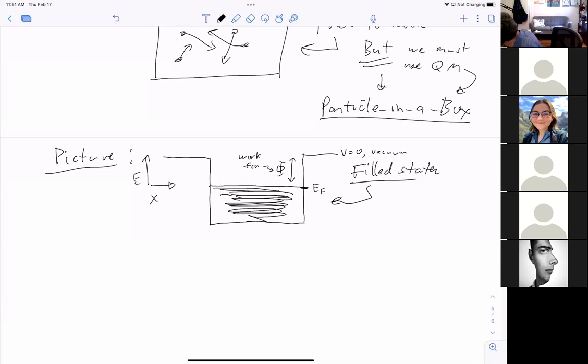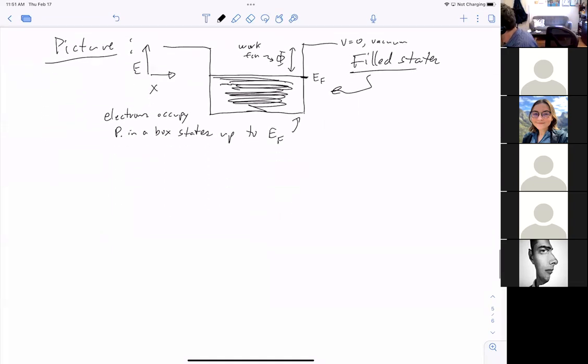So these filled states, these electrons, occupy particle in a box states up to EF. All right. So that's the quantum mechanical picture of electrons in a box. They're just filling up those states. So now let's work through the details of those states.